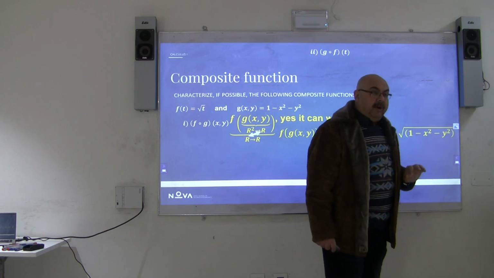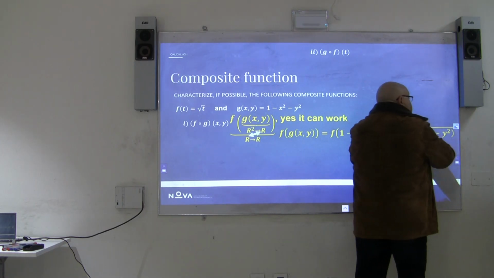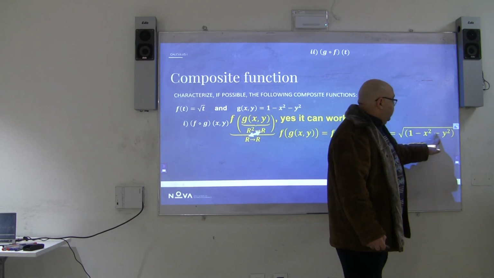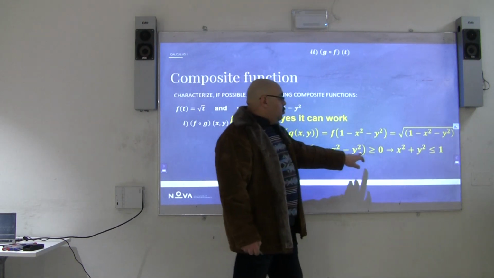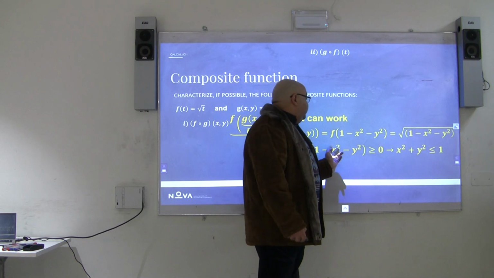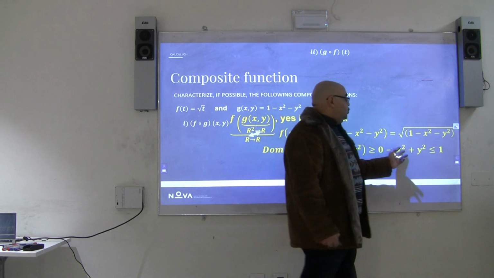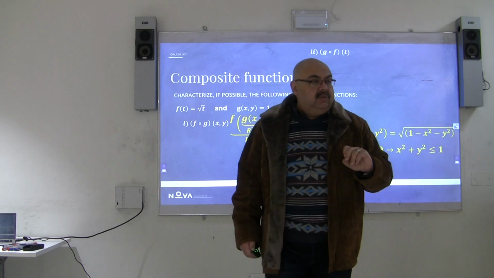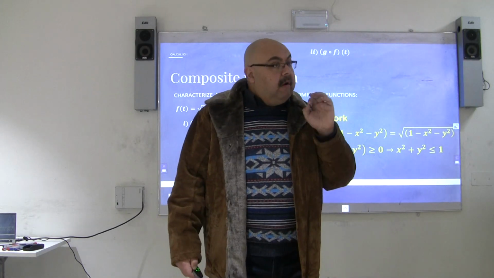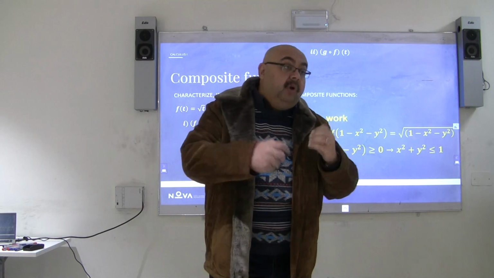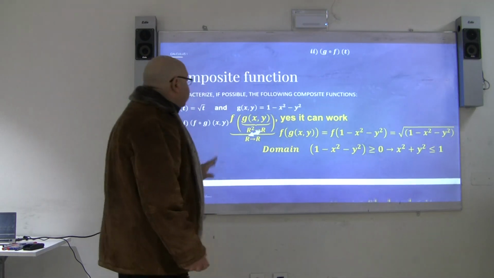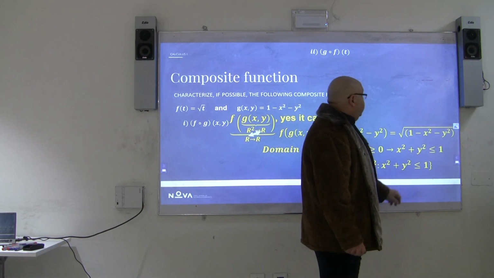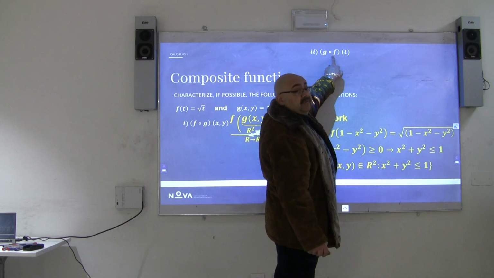To get the domain, Omar, I need to have this value positive. Now 1 minus x squared minus y squared is greater than or equal to 0. Of course, move these two guys to the other side. Then x squared plus y squared is less than or equal to 1, which means inside the unit circle. So all the points inside the unit circle are involved in your domain. Okay? So that's the domain. X, y belongs to R squared, such that x squared plus y squared is less than or equal to 1.